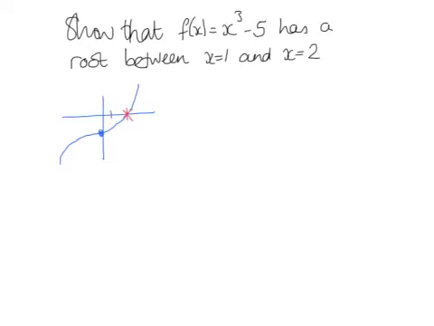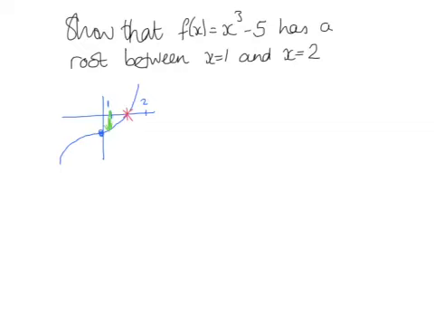So we've got x is 1, x is 2. I'm not drawing this to scale at all, but you get the idea. X is 1 and x is 2, and apparently the root's in between. So the way that we're going to prove this is to use a sign change argument. What we're going to do is say, well, at x is 1, the graph is negative.